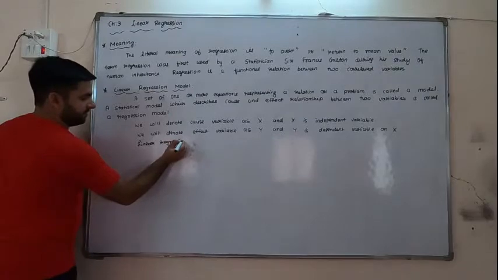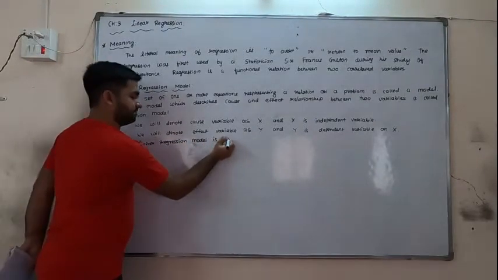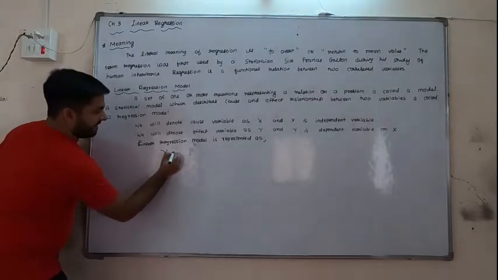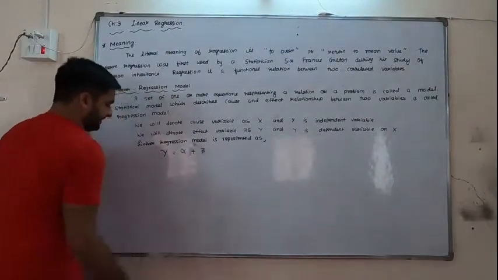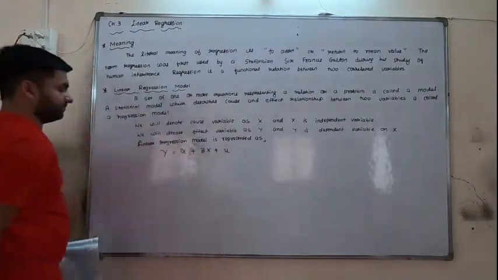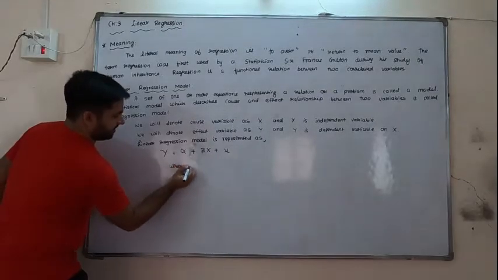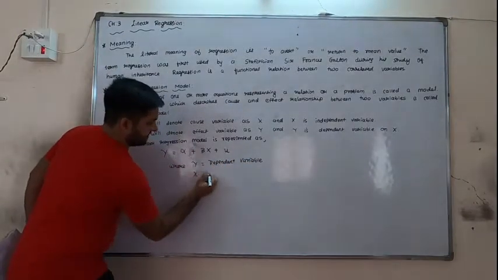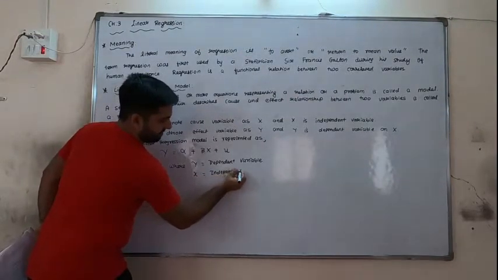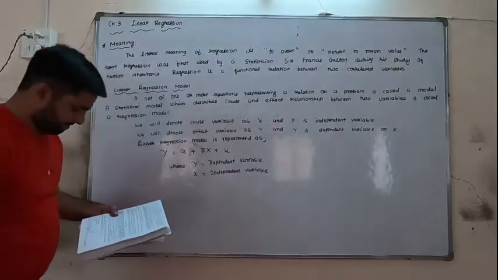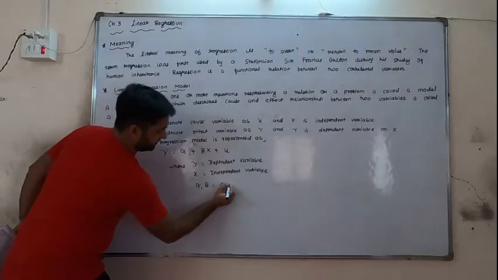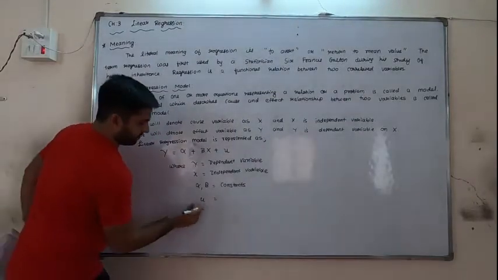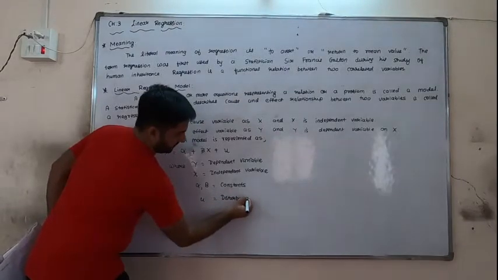The linear regression model is represented as y = alpha + beta x + u, where y is the dependent variable, x is the independent variable, alpha and beta are constants, and u is the disturbance variable.